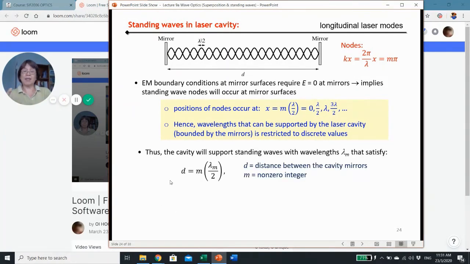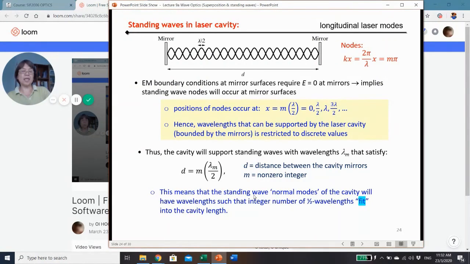So how do we calculate that? The cavity will be able to support standing waves with wavelengths that must satisfy this condition. That is, the distance between the cavity mirrors must be m multiples of half wavelength, what we call the standing wave normal modes of the cavity, so that all this can fit into the cavity length with the requirement of this EM boundary condition.